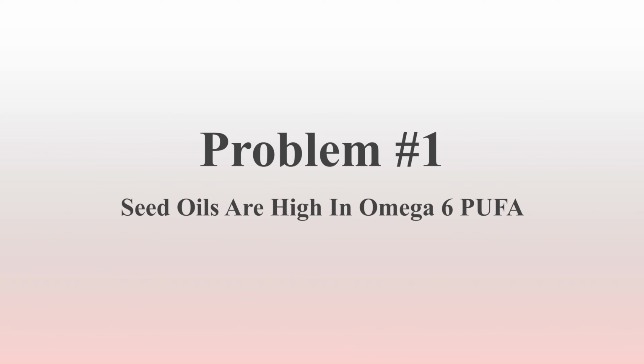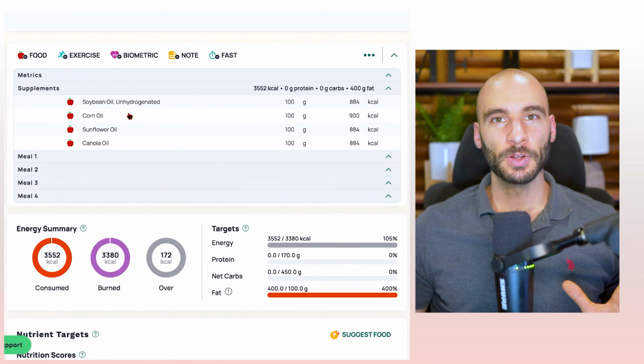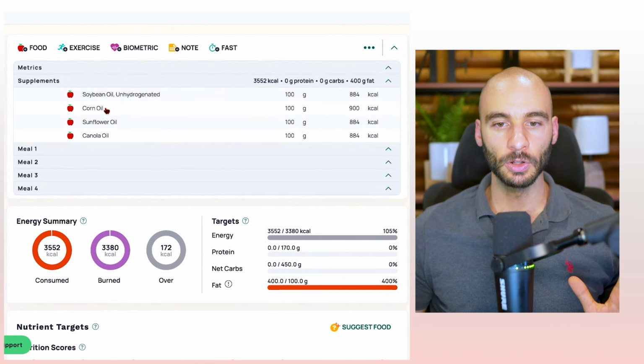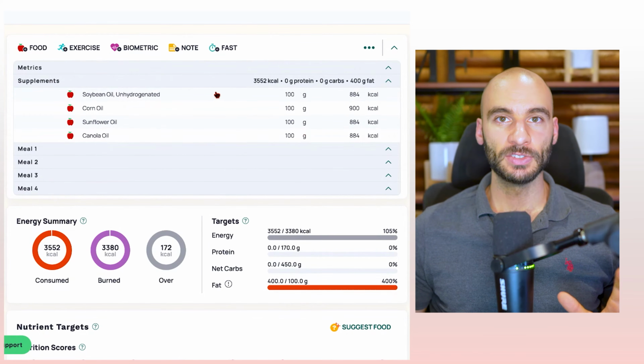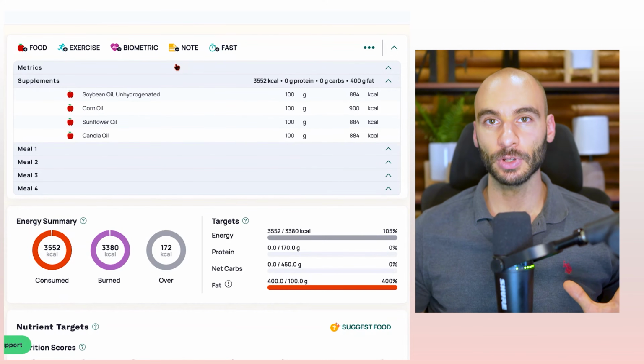So in order to understand why I am recommending these 3 key solutions for managing seed oils, I first want to talk about what some of these major problems are with seed oils. And one of the big components is that they are high in omega-6 polyunsaturated fatty acids. So I have 4 of the major seed oils picked out here. We have soybean oil, corn oil, sunflower oil, and canola oil. And I've set them all to 100 grams so we could see what percentage omega-6 polyunsaturated fatty acids they have, or polyunsaturated fatty acids in general.